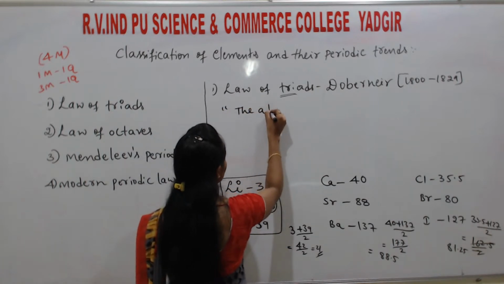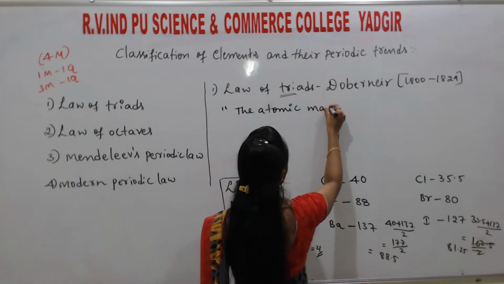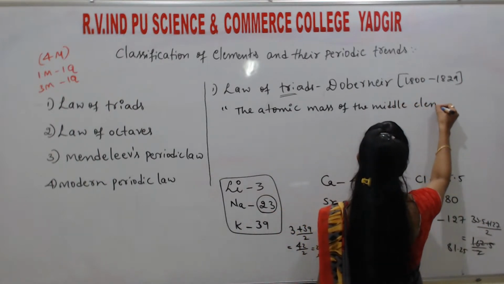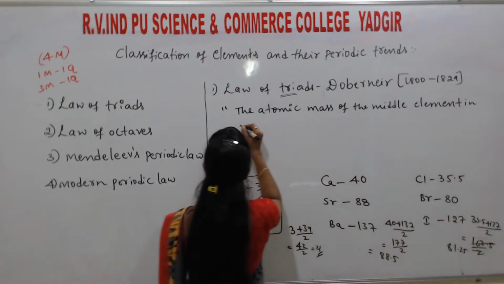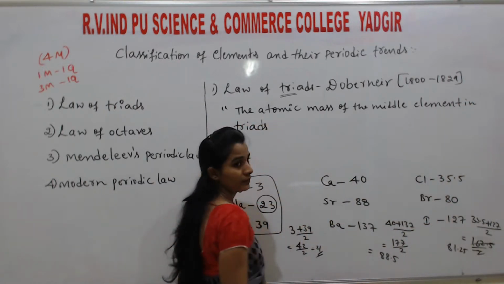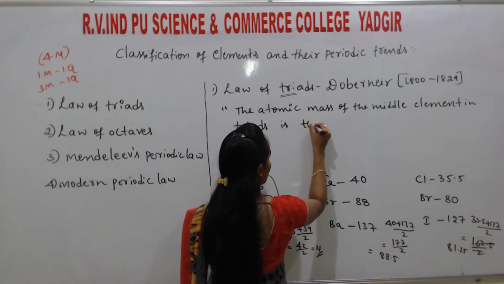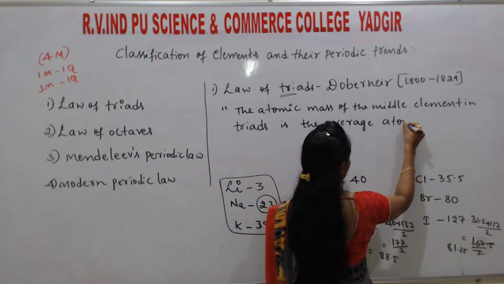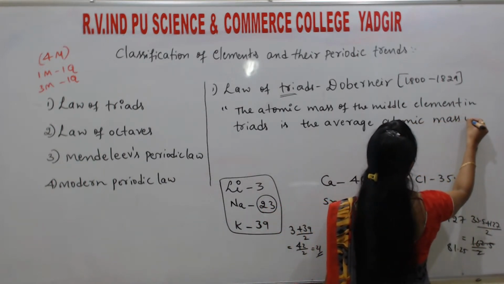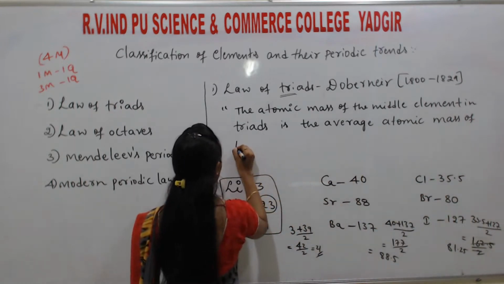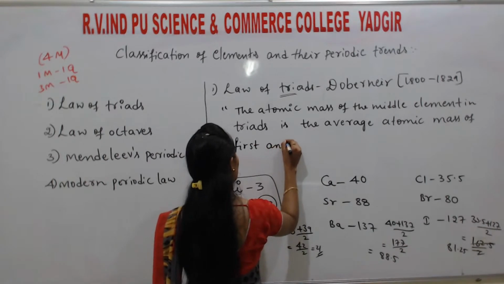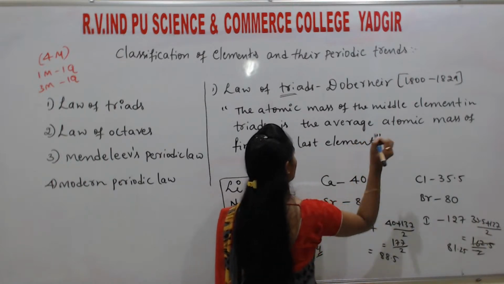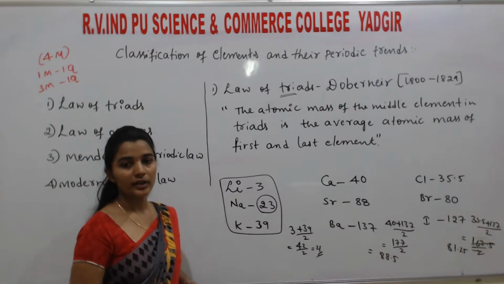The atomic mass of the middle element in triads is the average atomic mass of first and last element. This is the statement of the law of triads.